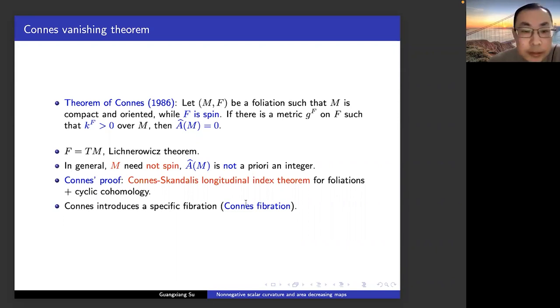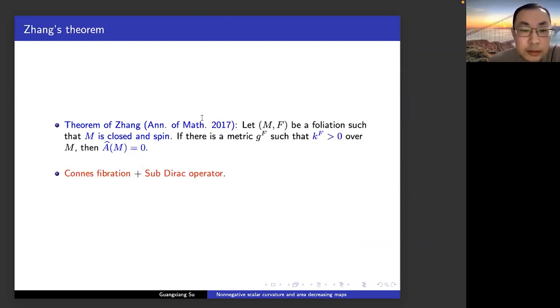If M is spin, we have the theorem of Zhang, which says that if M is closed and spin, and there is a metric on the foliation such that the leafwise scalar curvature is positive, then the Â-genus is zero.